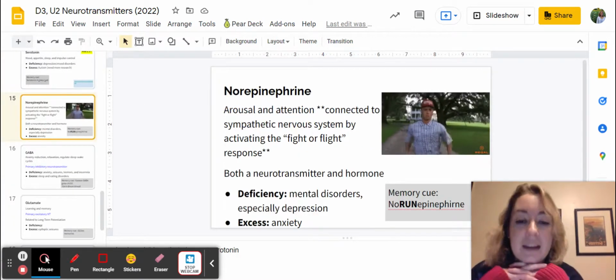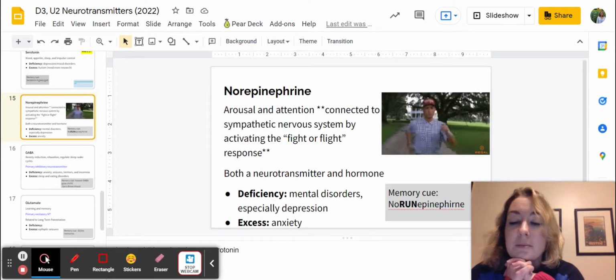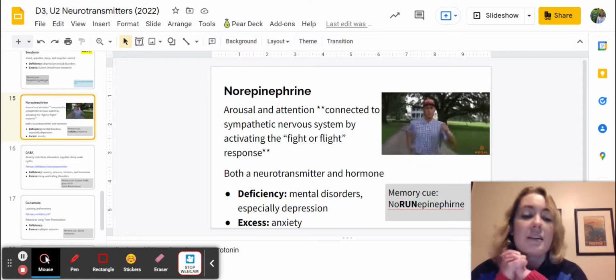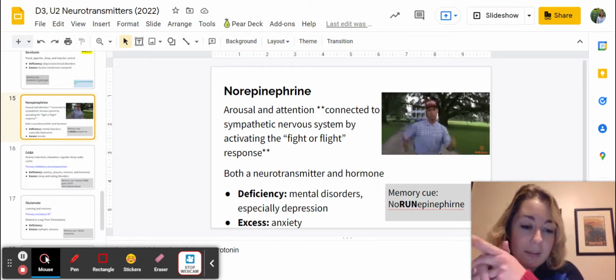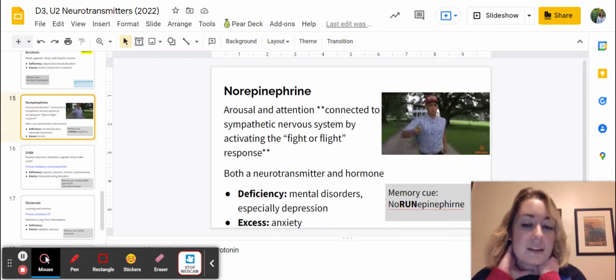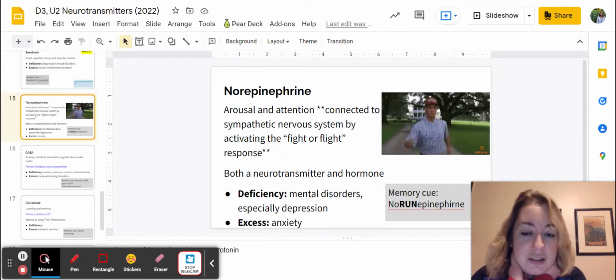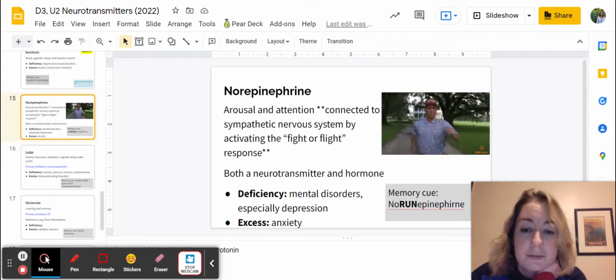Okay, then we've got norepinephrine, a fun one to say. This is your fight or flight neurotransmitter. When we talked the other day, we have our autonomic nervous system with the sympathetic and the parasympathetic divisions. When the sympathetic, your gas pedal, fight or flight one, is activated, you're going to see that norepinephrine is one of the things that gets released as a result of the sympathetic nervous system being activated.